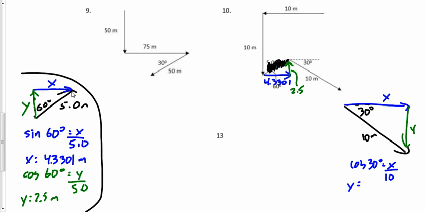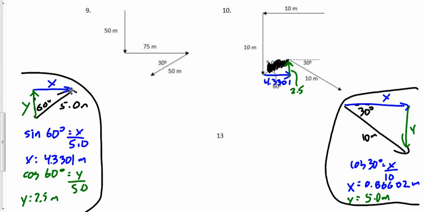X is, what is that, 0.86602, is it? 8.86602, I think. And then the y component is going to be found by sine function. 10 sine 30 gives me 5.0. Box that off. Do our little thing with Photoshop.